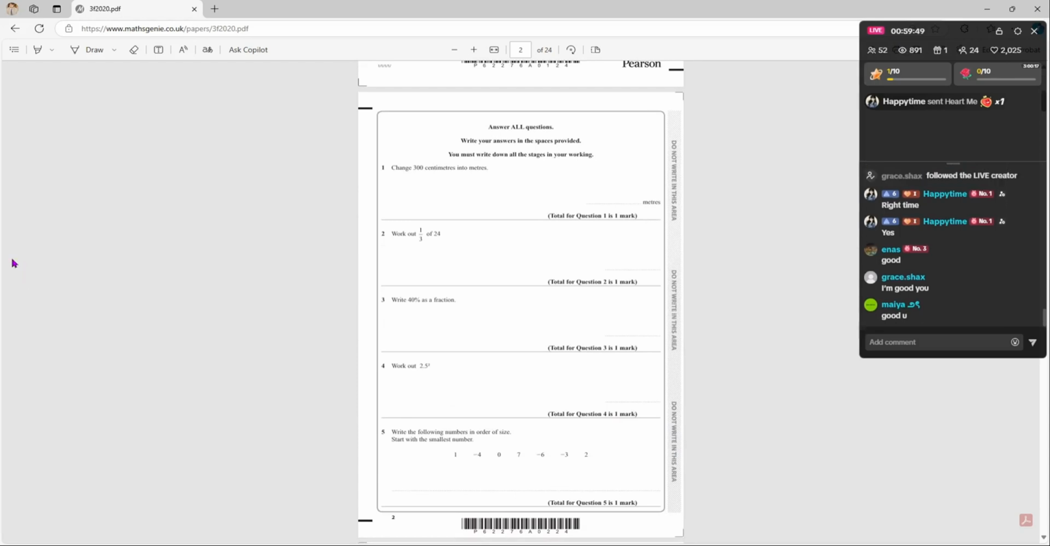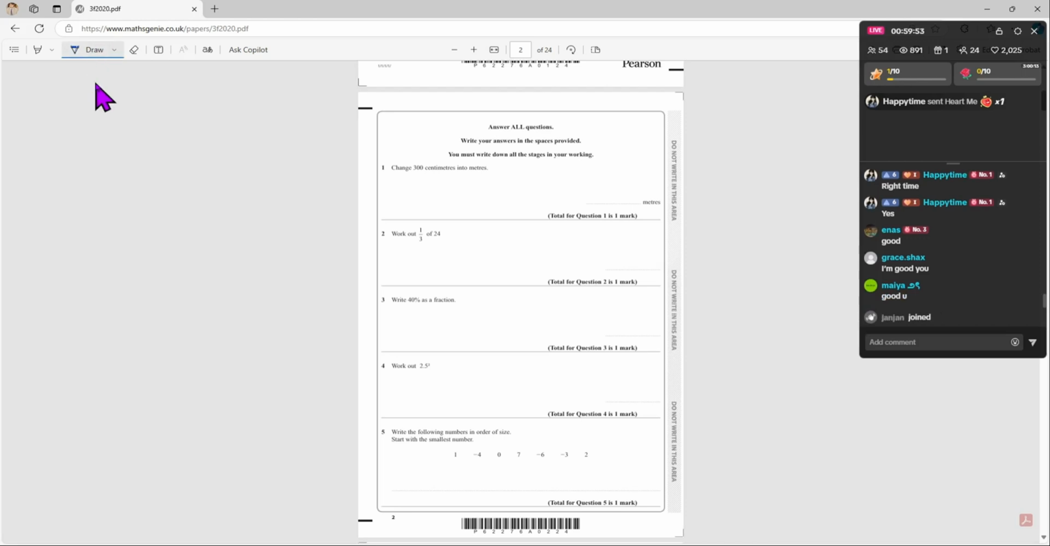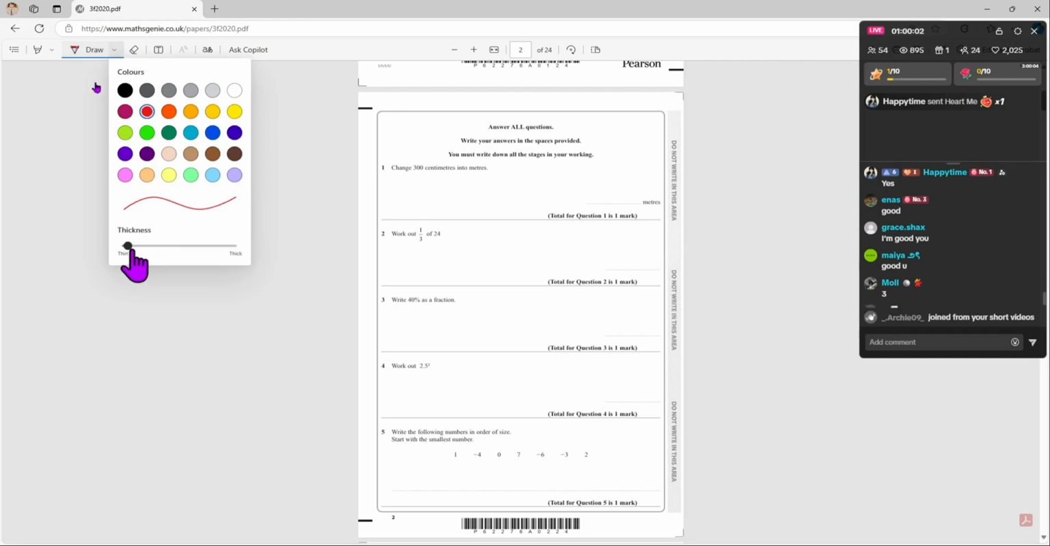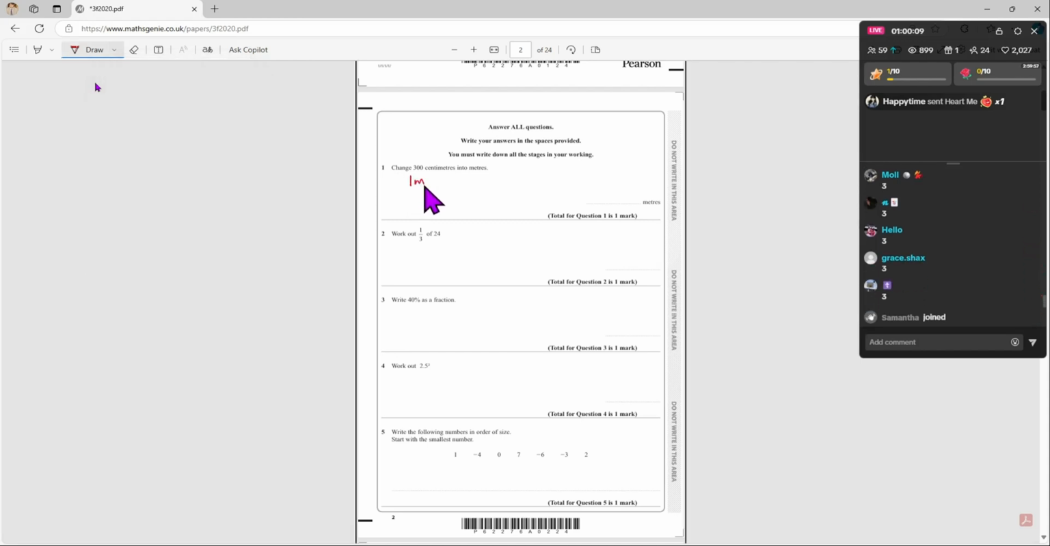Change 300 centimeters into meters. I'm going to ask you guys to answer these questions because you know that they are very, very simple. We know that in 1 meter there is 100 centimeters. So how much will be 300 centimeters in meters? It's going to be 3. Well done for getting 3 meters.